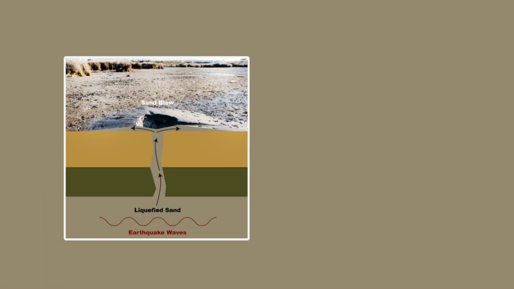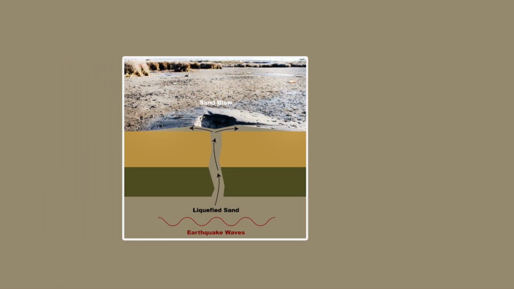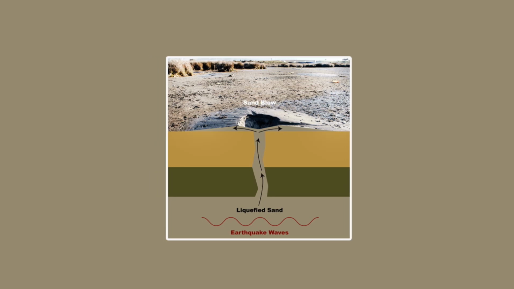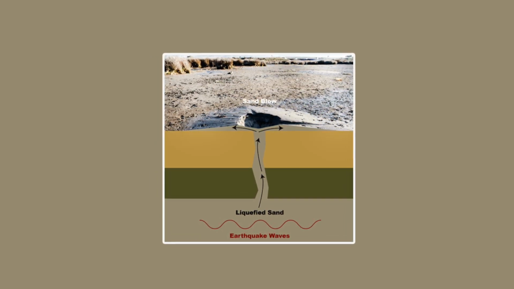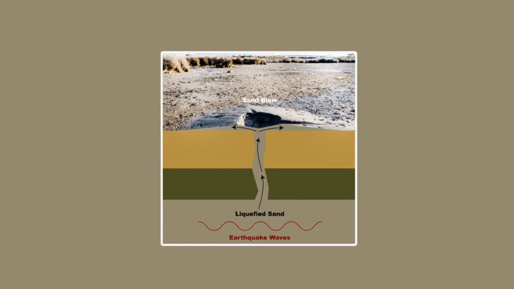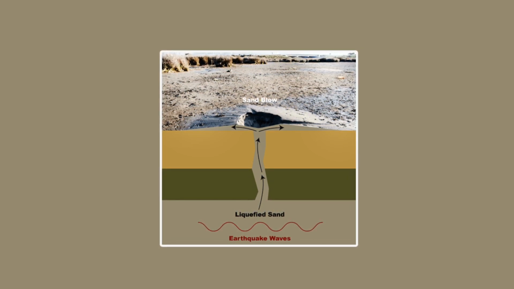The third one is ground turning to soup. Wet soil acts like quicksand during shaking. It is also known as liquefaction. In Bihar in 1934, farms sank 3 feet.